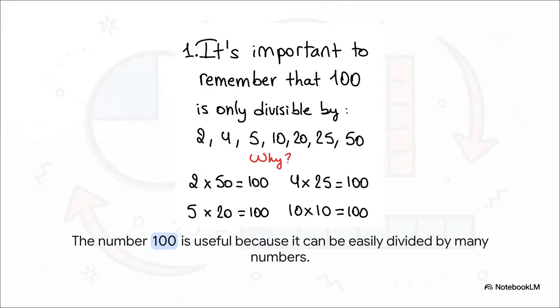So why 100? Why is that our magic number? Well, this is why. It's because it is so easy to work with. Look at all these numbers it can be divided by perfectly. 2, 4, 5, 10, 20, 25, and 50. That makes it an awesome base for comparing different parts of things, which is exactly what we're trying to do.